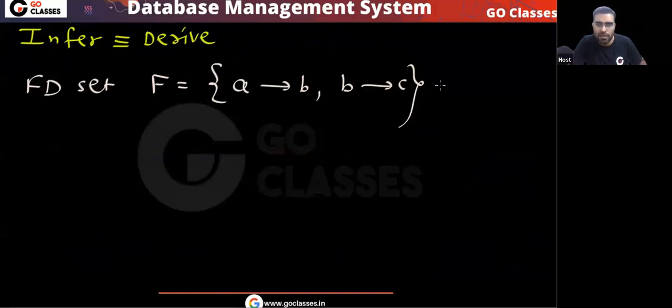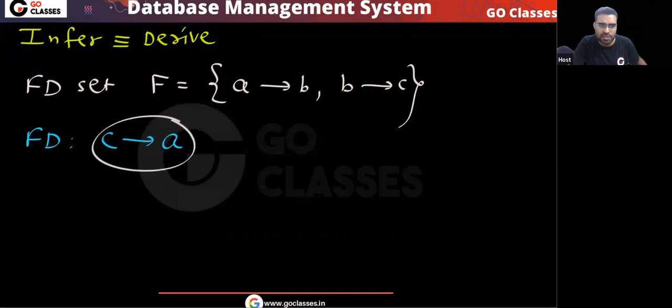Tell me one thing. From this set of functional dependencies, can we infer C determining A? What about this FD that I am giving you, C determining A? Tell me, can we infer this? My question is very simple: is this inferred by F? Inferred means derived. Please tell me.